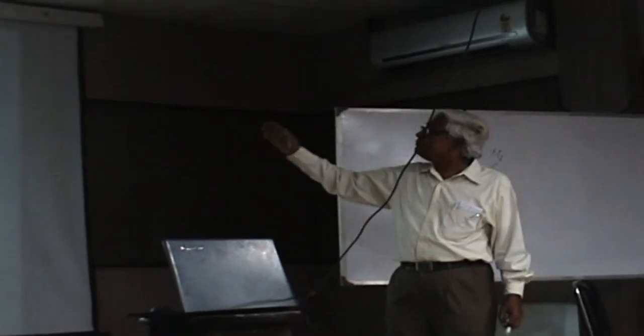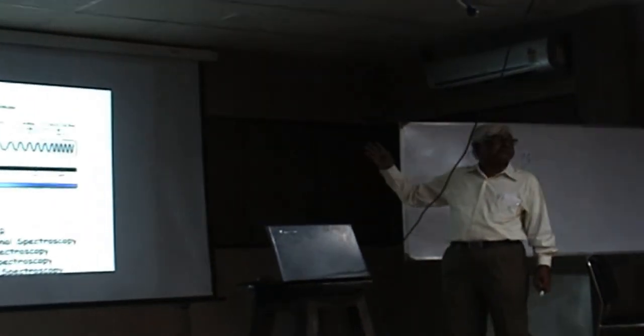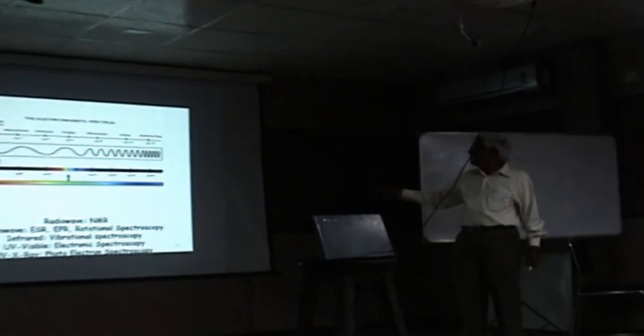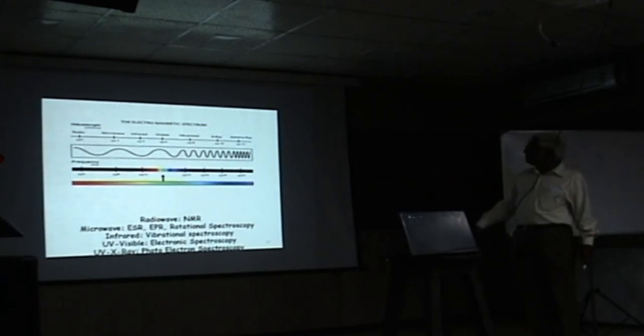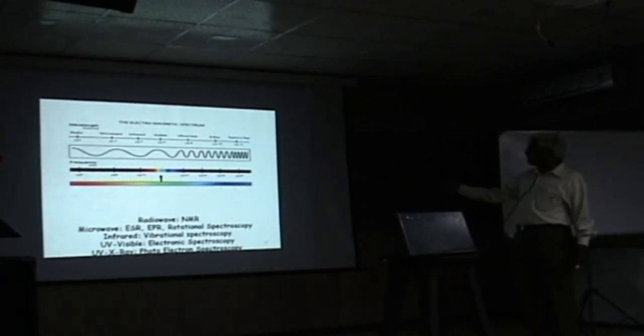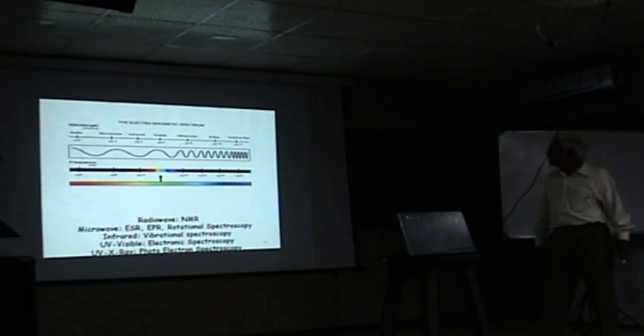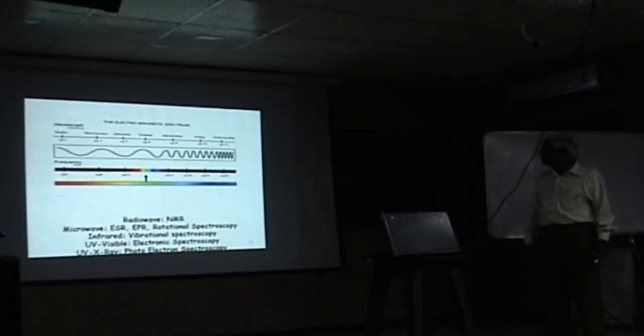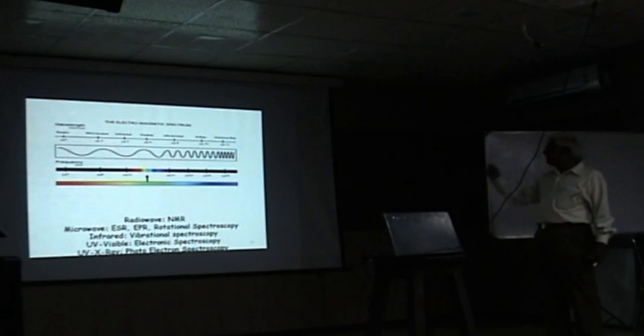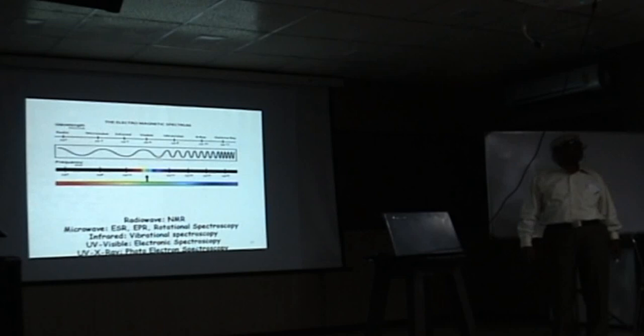And associated with each region, we have different types of spectroscopy. In the radio wave region, we have NMR. In the microwave region, we have ESR and rotational spectroscopy. In the infrared region, we have vibrational spectroscopy. In the UV and visible region, we have electronic spectroscopy. In the UV and X-ray region, we have photoelectron spectroscopy. And in the gamma region, we have Mössbauer spectroscopy. Each region is associated with a characteristic spectroscopy.